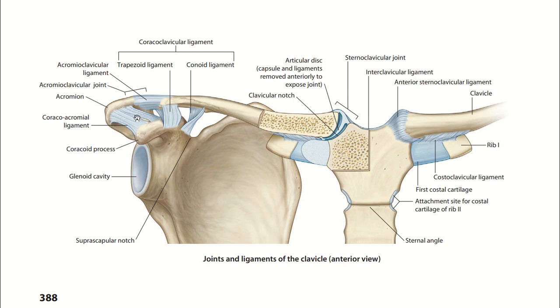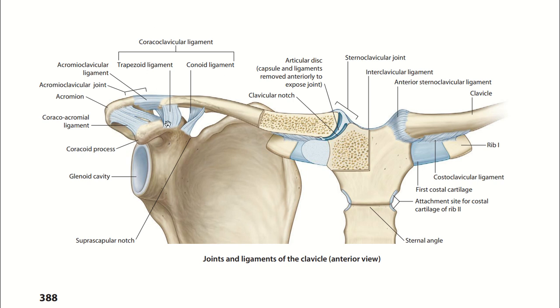Take note of this. The acromion is an extension of the spine of the scapula that articulates with the acromial end of the clavicle. So, articulation occurs between the acromion of the scapula and the lateral end of the clavicle. This acromioclavicular joint is a synovial plane joint.